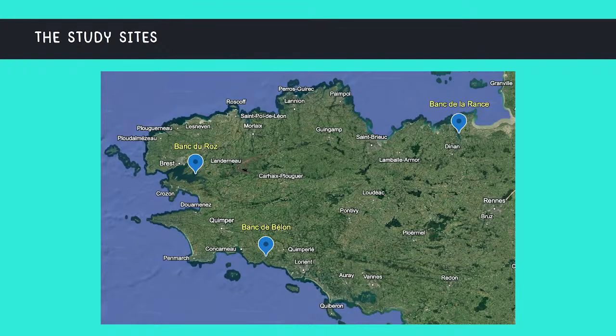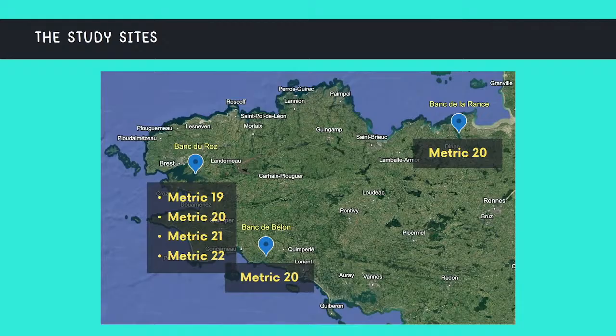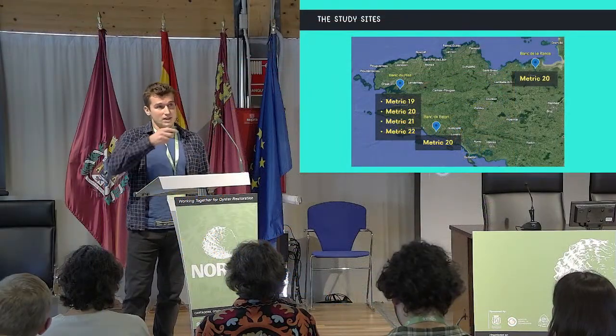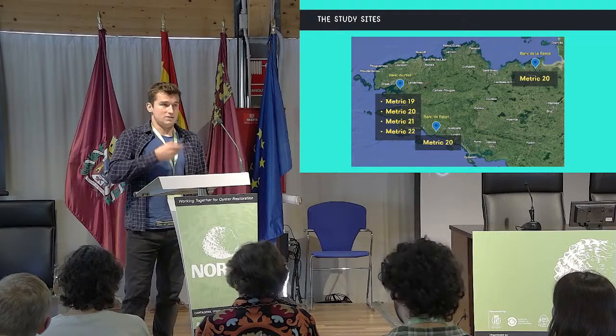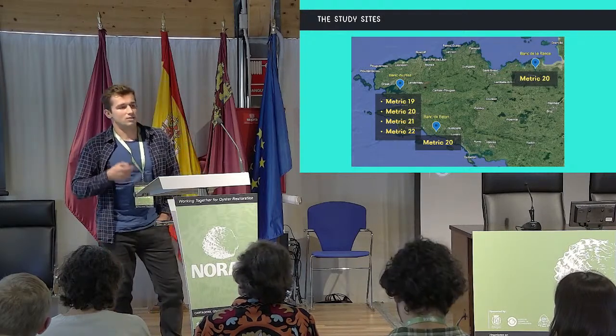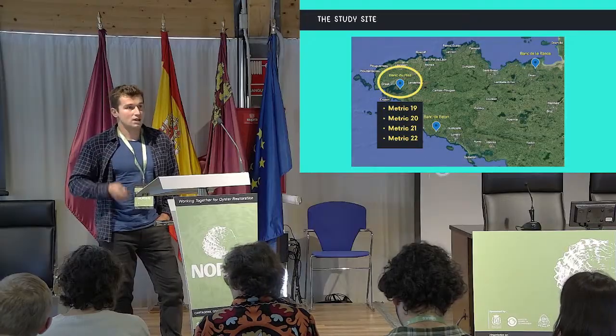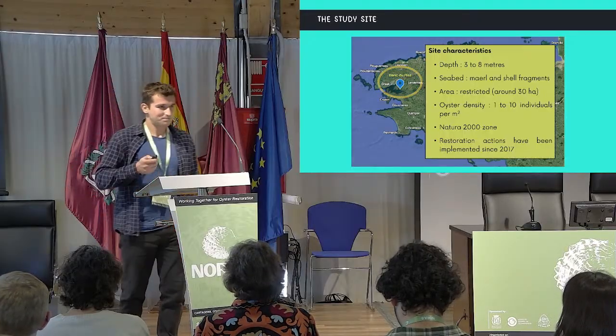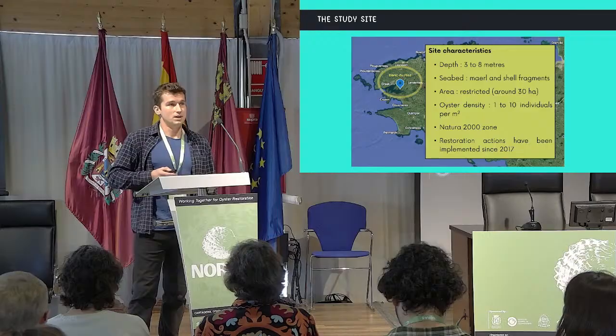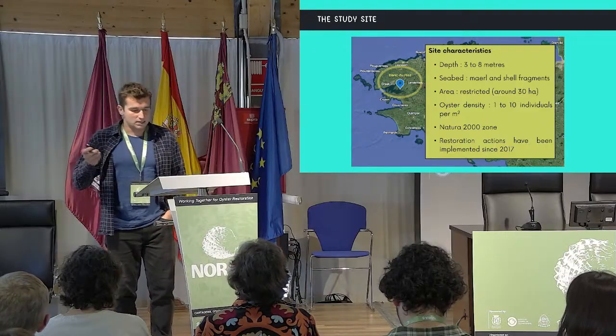For our study, we have 3 historical oyster beds in Brittany. Bonduroz, which is in the Bay of Brest, in South Brittany, Banc du Belon, and in North Brittany, Banc de la Rance. Here is the list of the metrics that have been sampled and followed during this year in these 3 sites. As you can see, unfortunately, it's only on the Banc du Rose that we have all 4 metrics, so let's concentrate on that for now.